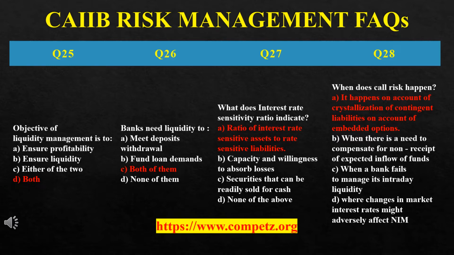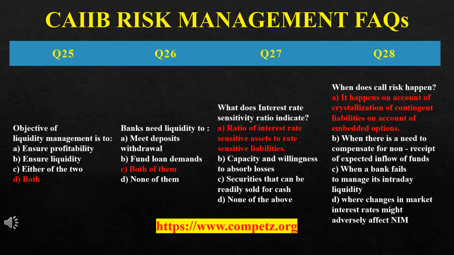Or the second option, when there is a need to compensate for non-receipt of expected inflow of funds. I hope you understood the words non-receipt of expected inflow of funds. And the third option is when a bank fails to manage its intraday liquidity. And the last one is where changes in market interest rates might adversely affect NIM.